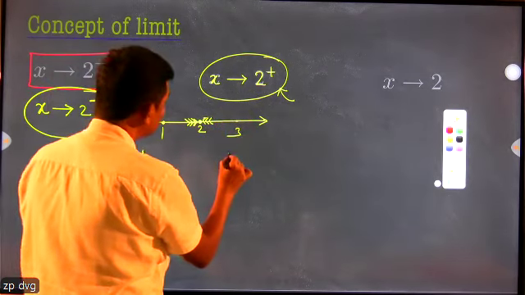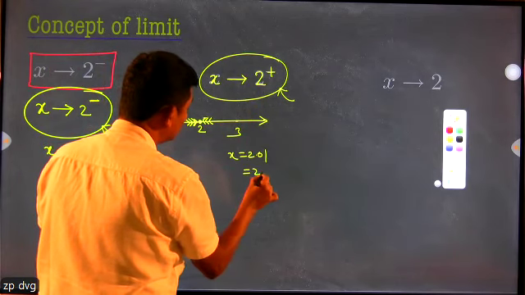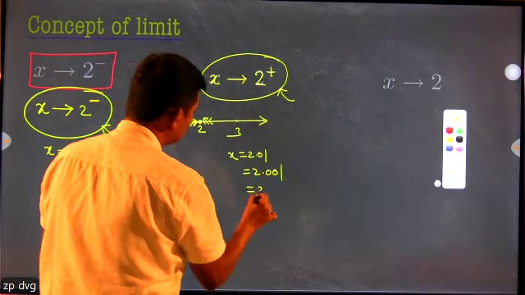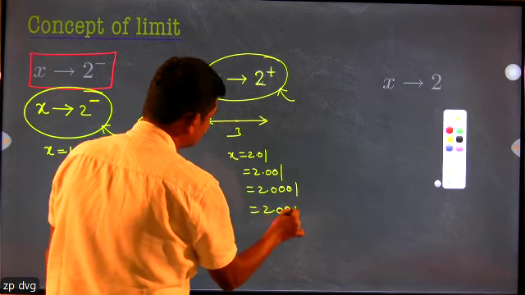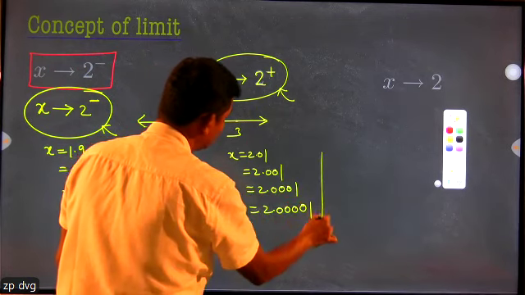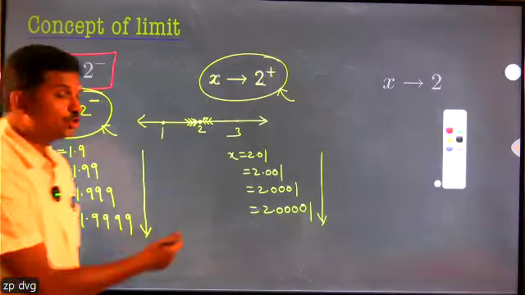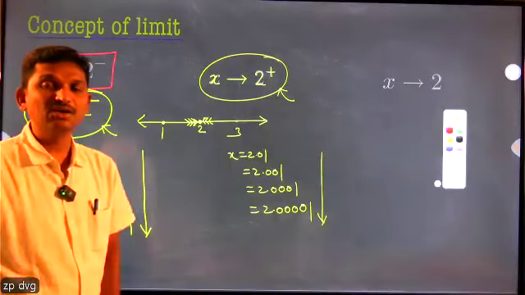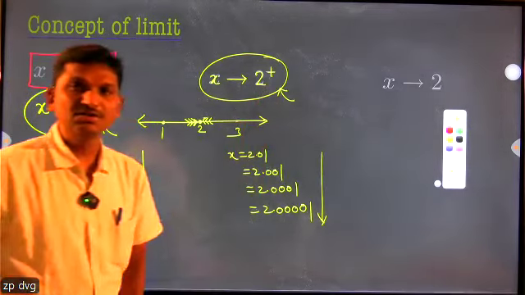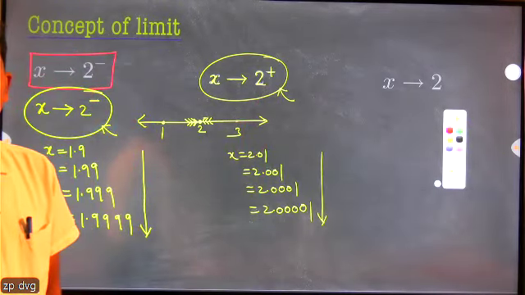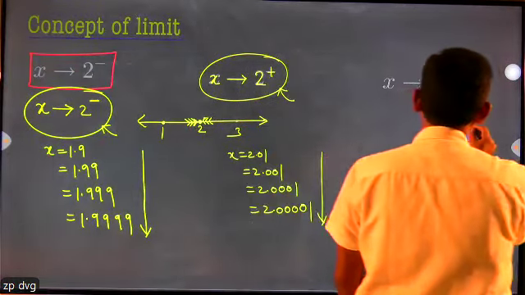X approaches 2 from the right means x values you can take like this: 2.01, 2.001, 2.0001, 2.00001. You can observe all these x values are greater than 2, very near to 2, but not 2. So, x approaches 2 from the right means all x values are greater than 2, very near to 2, but not 2. Okay. And you see this one, the third one.